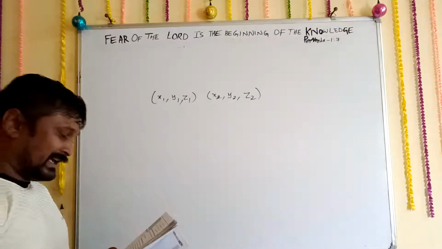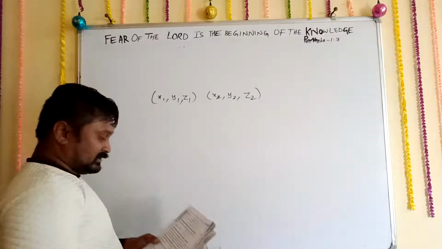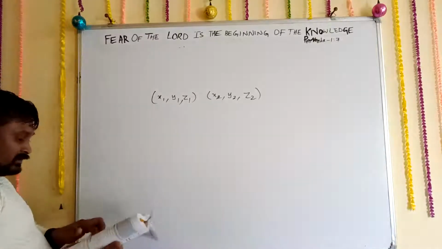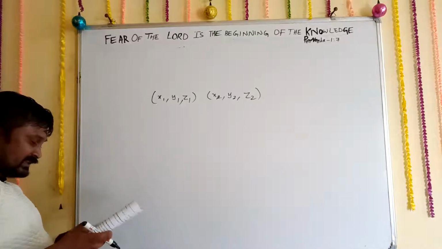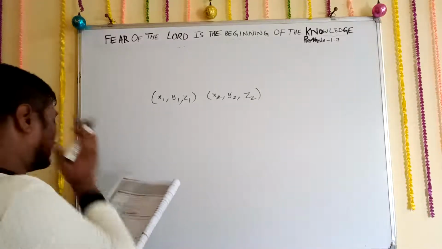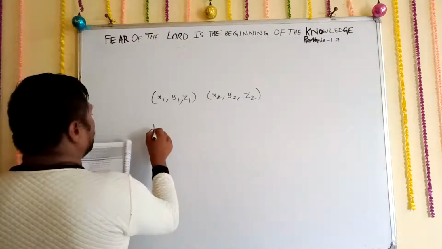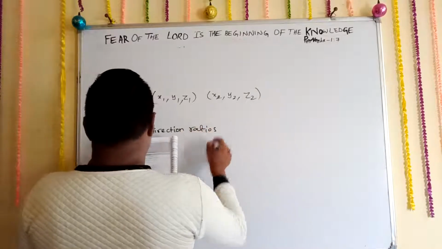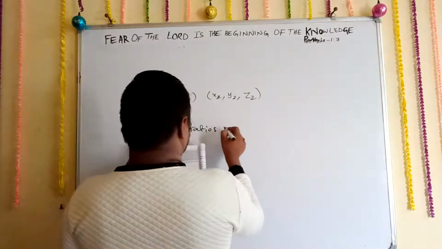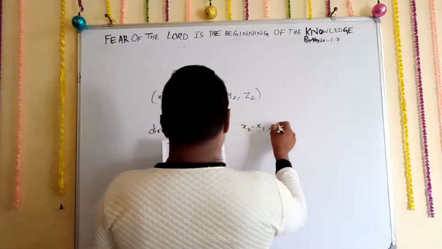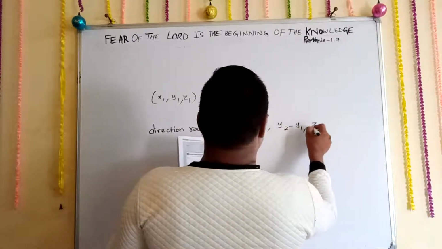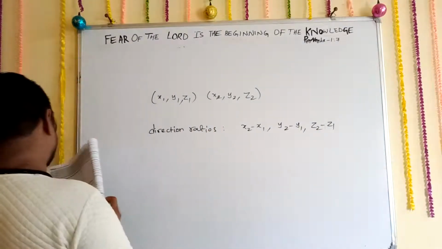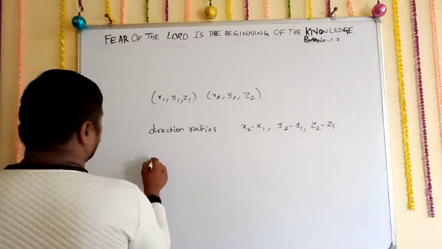Then what is your direction cosines? Okay, so direction cosines and direction ratios. I'm going to explain to you, just concentrate here. Direction ratios first. So direction ratios are x2 minus x1, y2 minus y1, z2 minus z1. Okay. So then direction cosines we need to check.